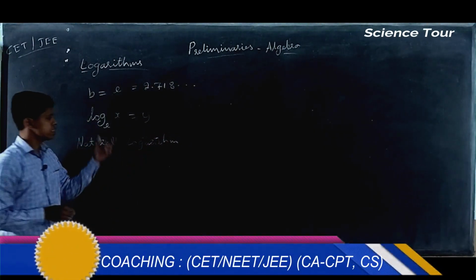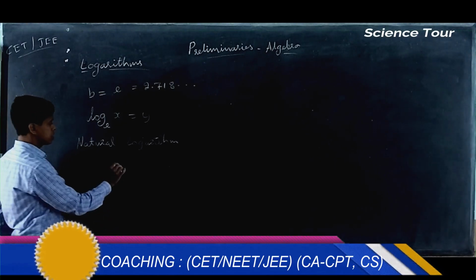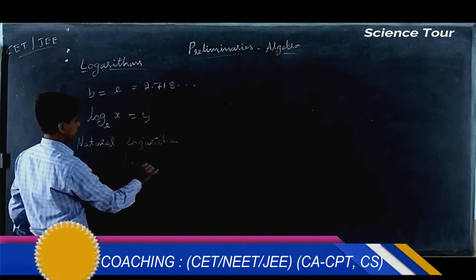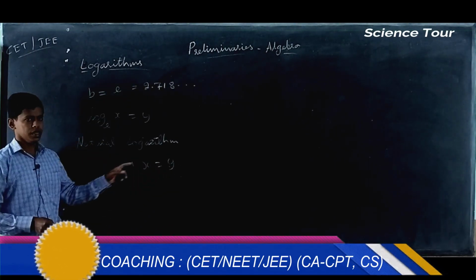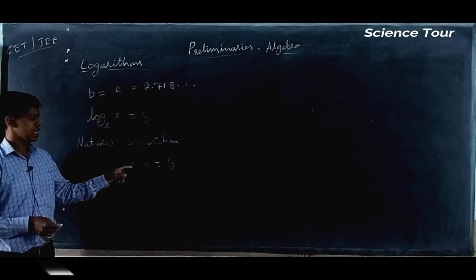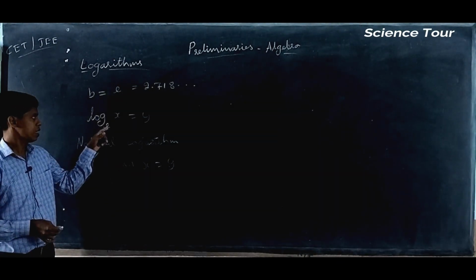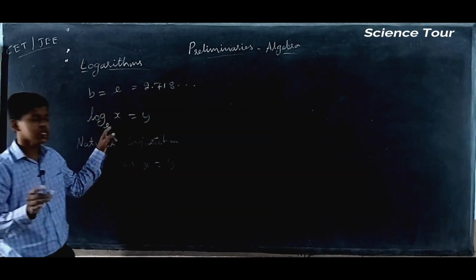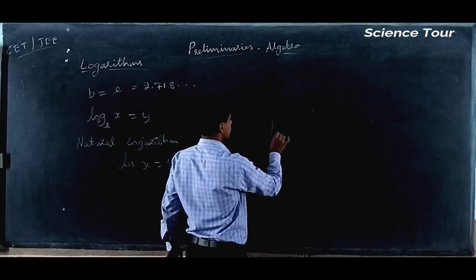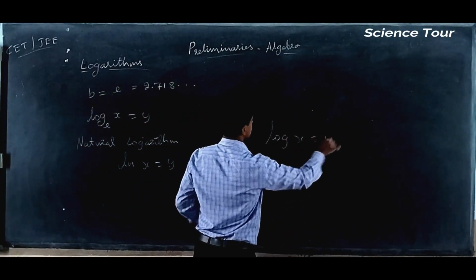Okay, this is called natural logarithm. In some textbooks they simply write ln. If you see ln, you should understand that this is natural logarithm. Natural logarithm means the base is e. In maths, we simply write log x is equal to y.